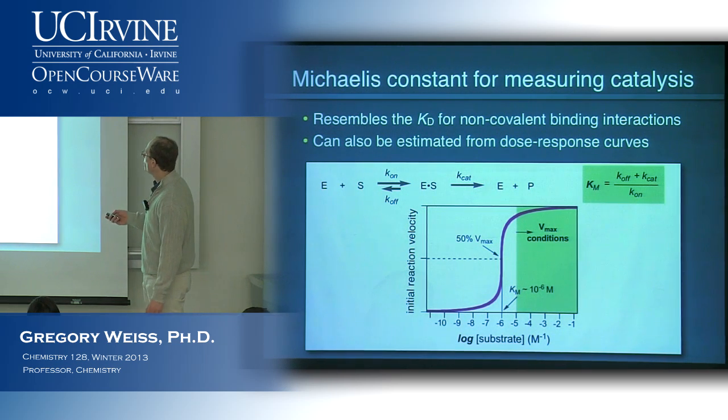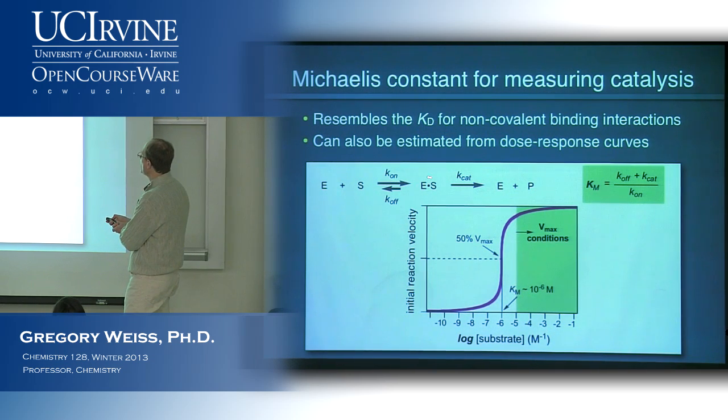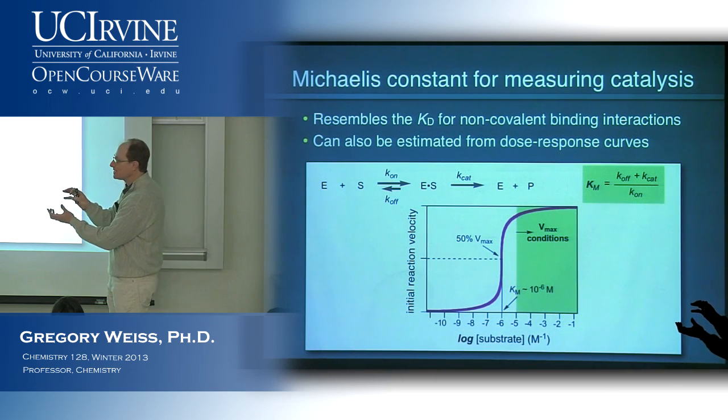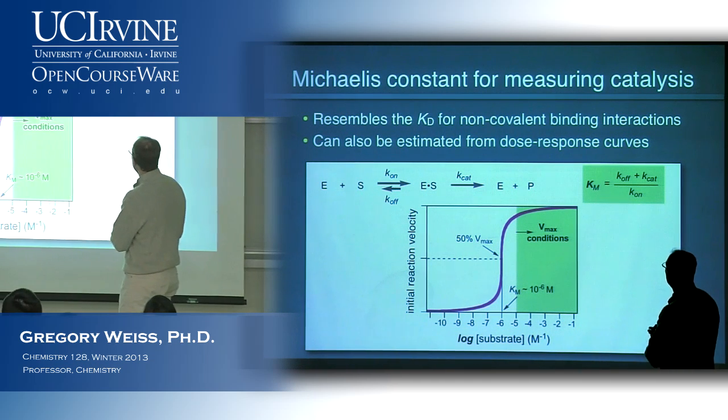So the formation of this enzyme substrate product, this Michaelis-Menten complex. This is sometimes called the Michaelis-Menten complex. This complex here of the activated enzyme bound to the substrate in a way to catalyze the reaction has an equilibrium constant.